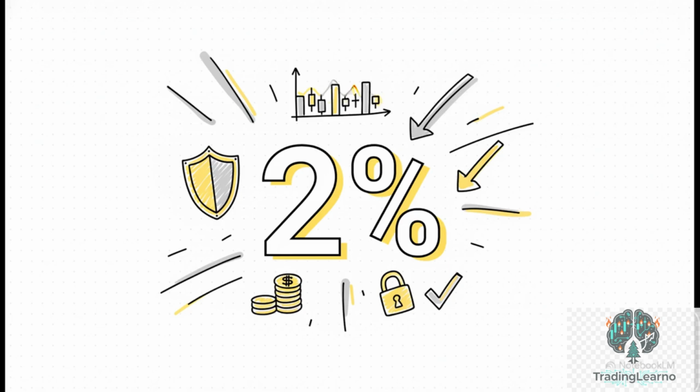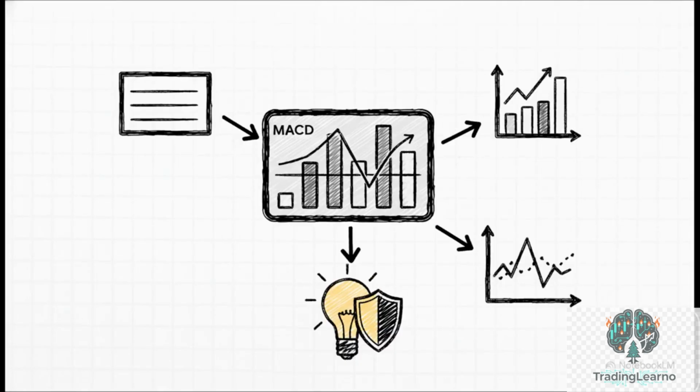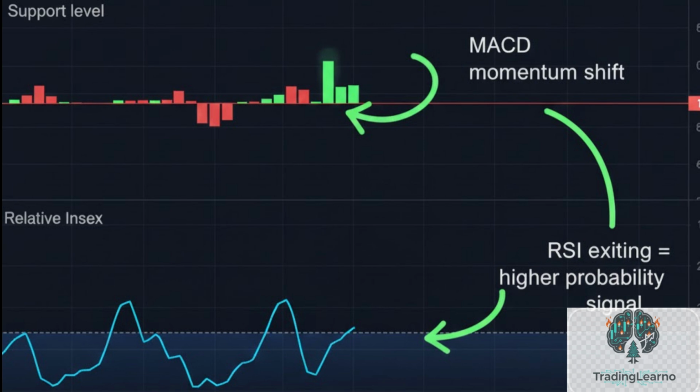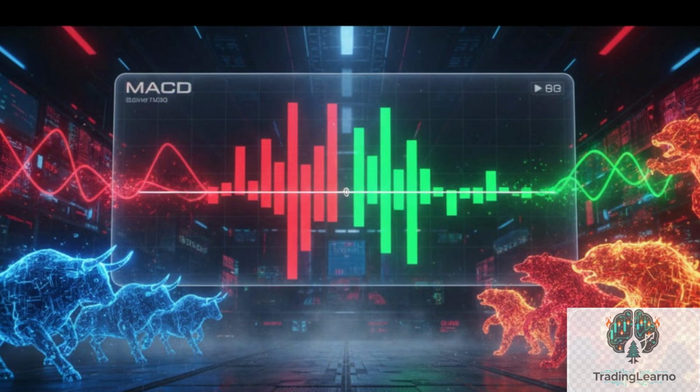Finally, just remember that no indicator is a crystal ball. The 535 MACD is at its most powerful when it's just one tool in a bigger toolbox. For example, a classic combo is using it with the RSI. Why? Because the MACD shows you momentum, but the RSI can tell you if a market is overbought or oversold. So when you get a bullish MACD crossover at the same time the RSI is coming out of oversold territory, now that is a much higher probability signal.